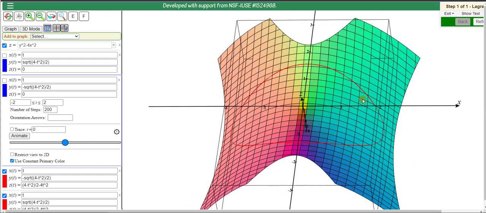Folks, I hope this helps. When we get to class, we will continue to work a couple more of these problems, but that's the brief overview of our method of Lagrange multipliers.